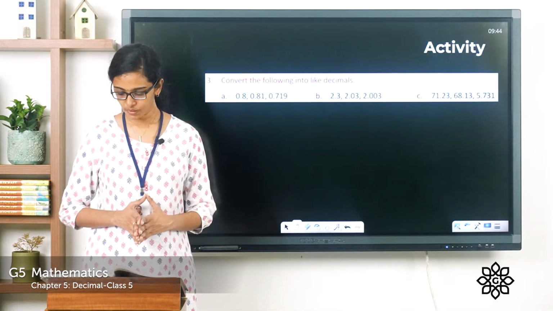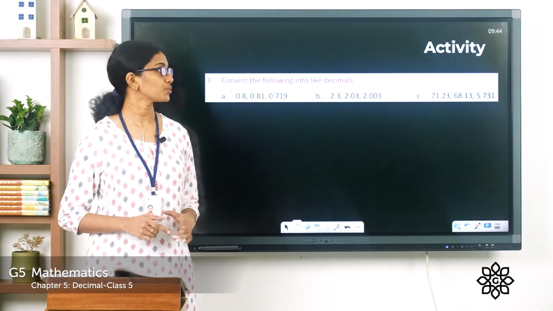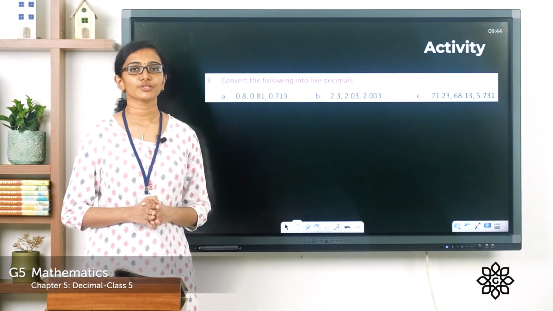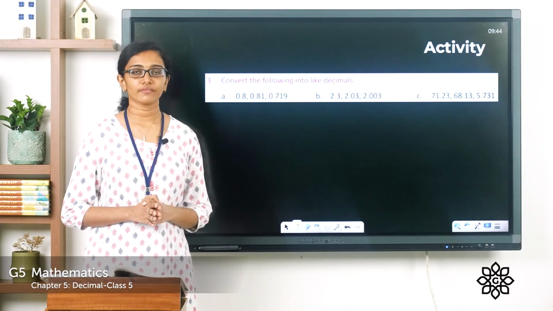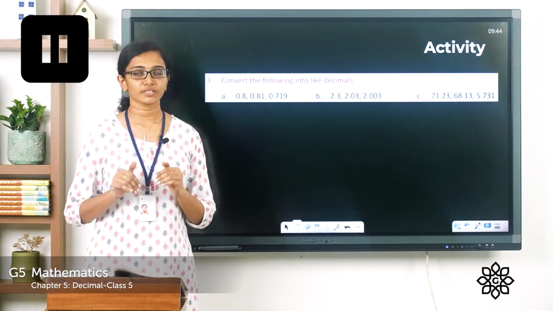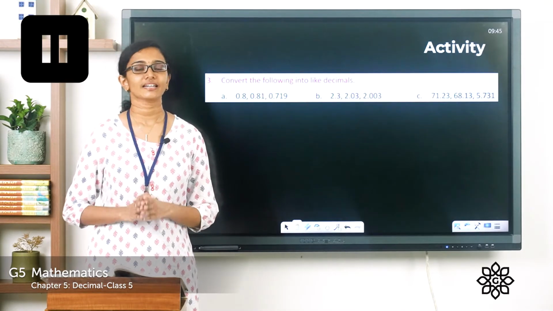This is from your textbook, page number 85, question number 3 of exercise 5.2. Convert the following into like decimals. There are 3 sets of questions given here. We can do this as an activity now. So please pause the video, finish the activity and come back.